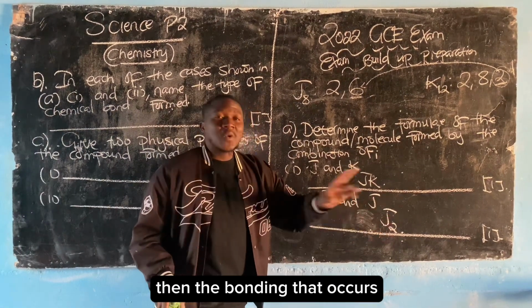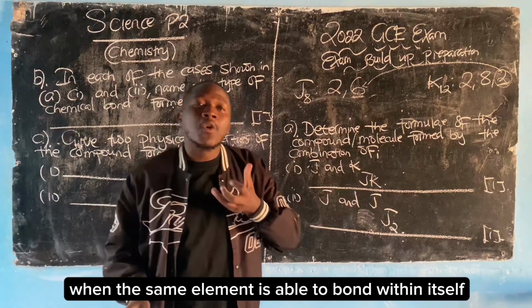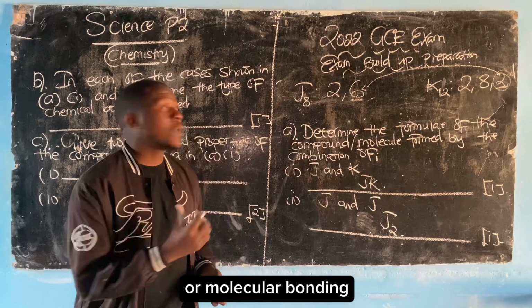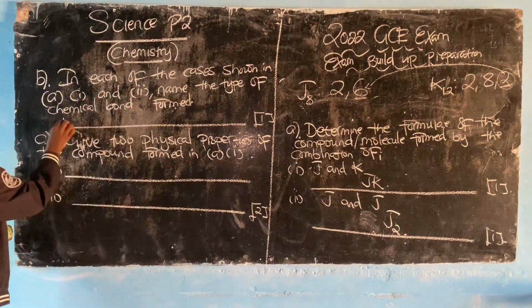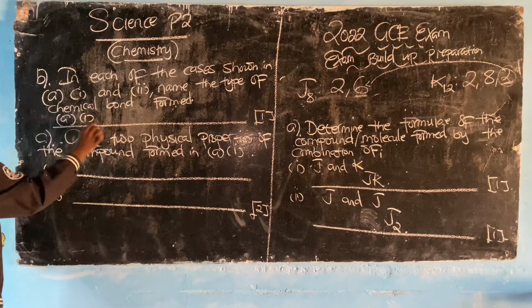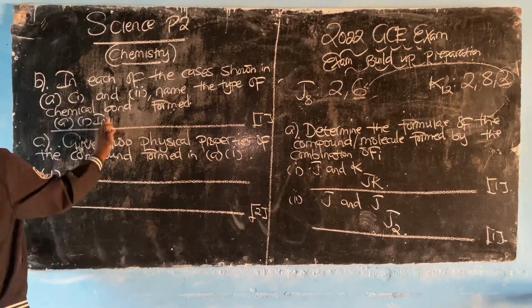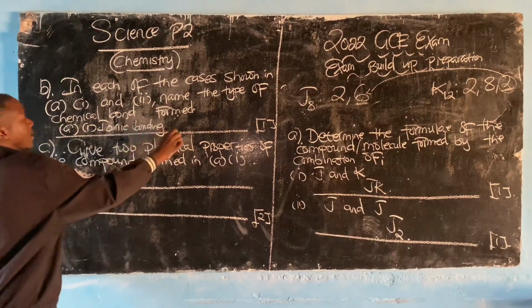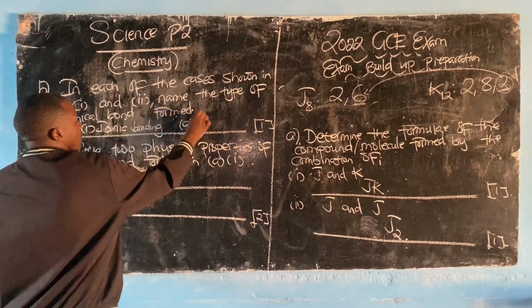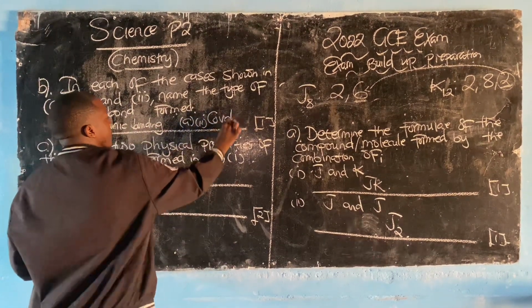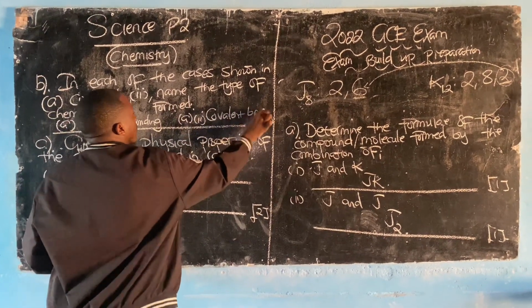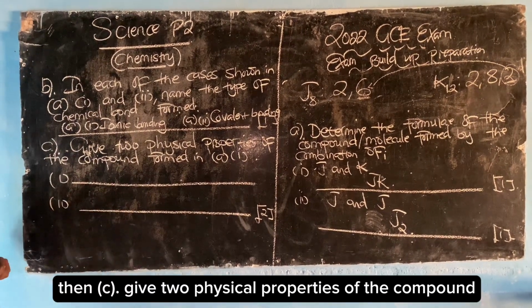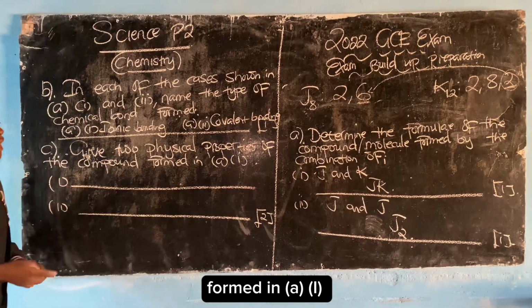Then the bonding that occurs when the same element is able to bond within itself is called covalent or molecular bonding. So in A1, we're going to say ionic bonding. Then in A2, we're going to say covalent bonding.